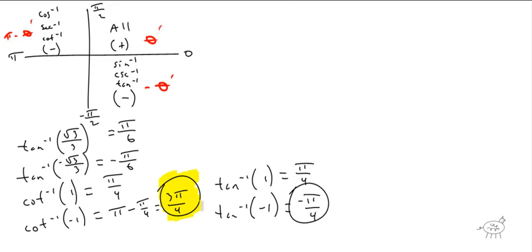Okay, that's inverse cotangent. Same reference angle as tangent, right? They're both pi over 4, but cotangent is in the second quadrant, so it's pi minus pi over 4, which is 3 pi over 4. And tangent's in the fourth quadrant, and so that's just the negative of the reference angle, negative pi over 4. So that's what you have to do. Just remember, follow those steps.